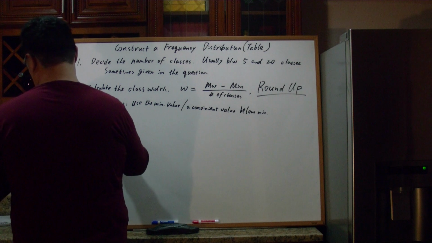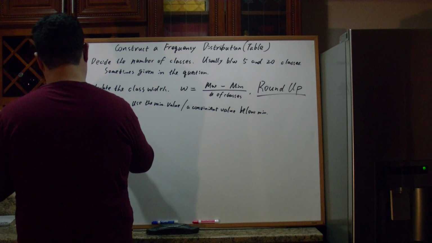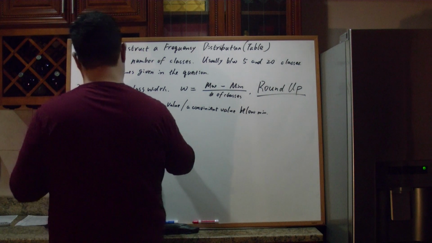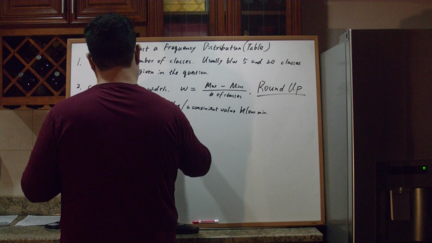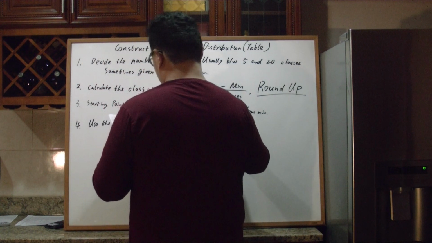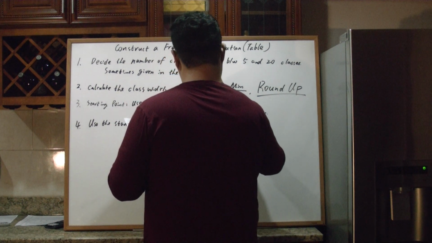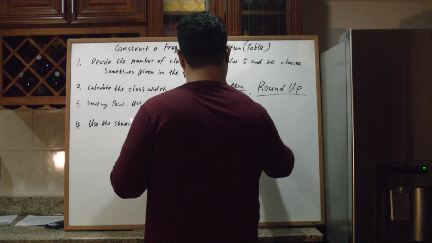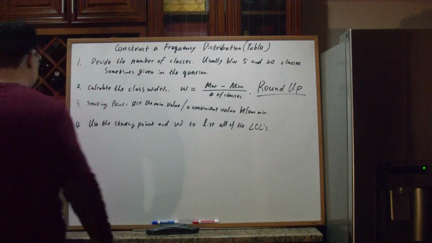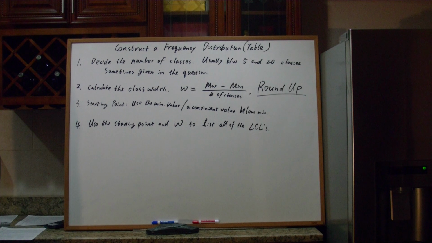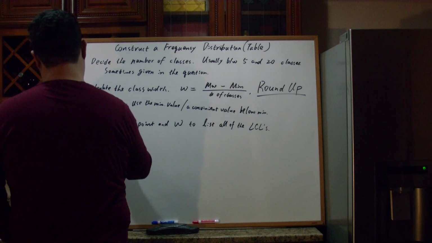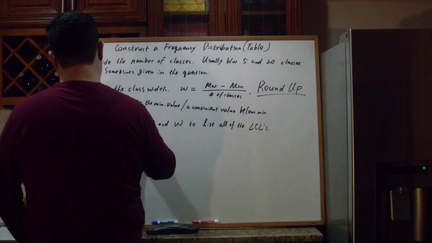Right, then the next step is to use the starting point and the class width to list all of the lower class limits. Then, as the gap between two classes is 1, we list the upper class limits.